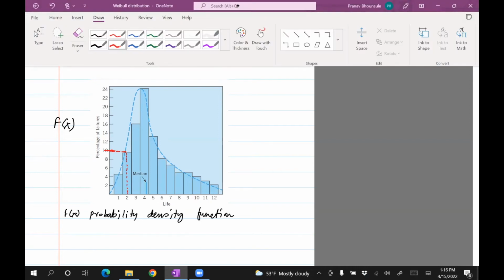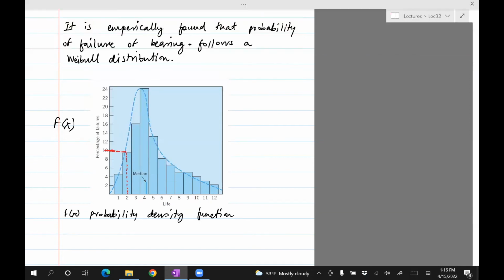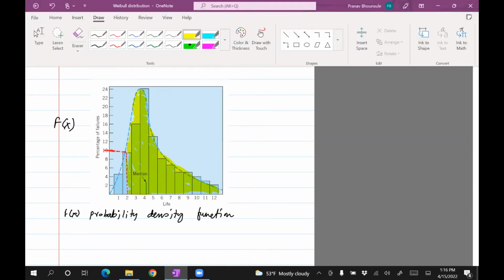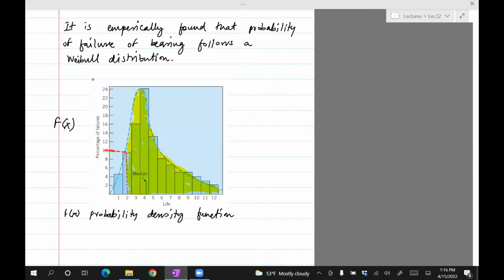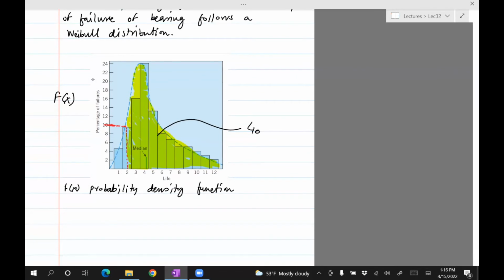and then the area all the way beneath the curve and to the right of the red line is 90% of the complete area. It's the 90% reliability for you. So this is the L10 coordinate, because L is life.